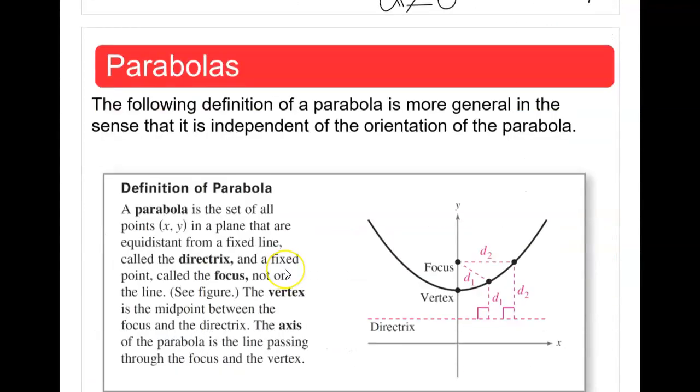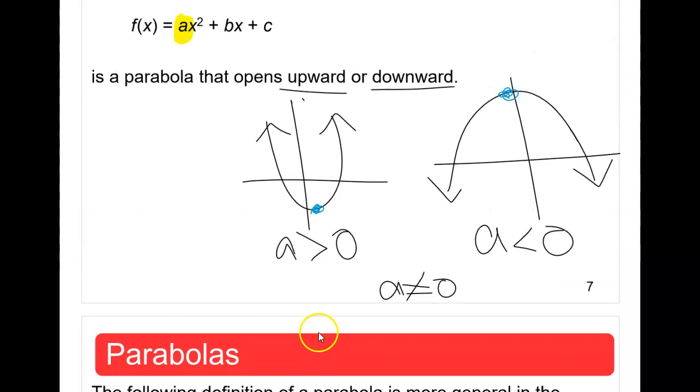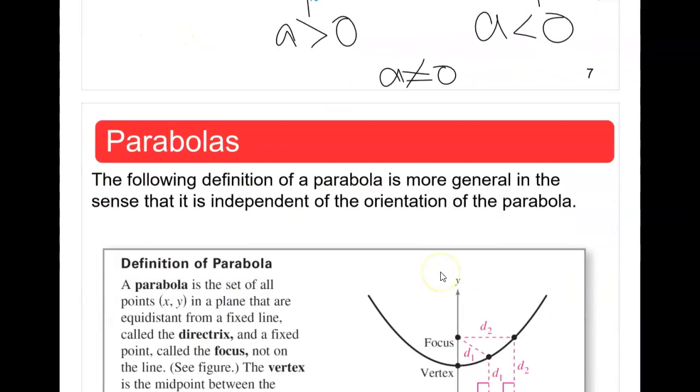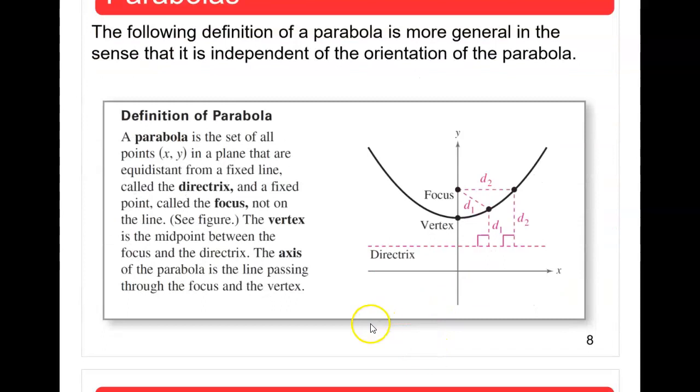So now we're going to look at a different definition of parabola that, of course, is true for this type of parabolas, but it is also true for the other type that we're going to learn. And we have the following definition. A parabola is the set of all points in a fixed plane, so the set of all points will be what you see here as the solid line, that are equidistant from a fixed line called the directrix.